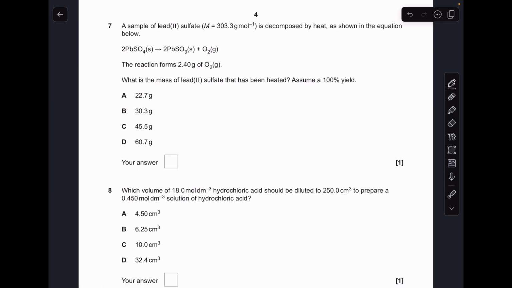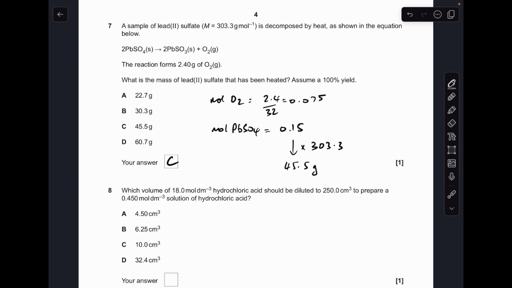Number 7, first thing I'm going to do is work out the moles of O2 in those 2.4 grams. So obviously that's just mass over Mr, and it comes out at 0.075 moles. Then we just apply the mole ratio, so you can see for every mole of oxygen formed, 2 moles of PbSO4 has been heated, so we just need to double that. So 0.15 moles of PbSO4 have been heated, so for the mass, we're just going to multiply by its Mr, which they very kindly gave us, 303.3, and that comes out at 45.5 grams, so the answer was C.